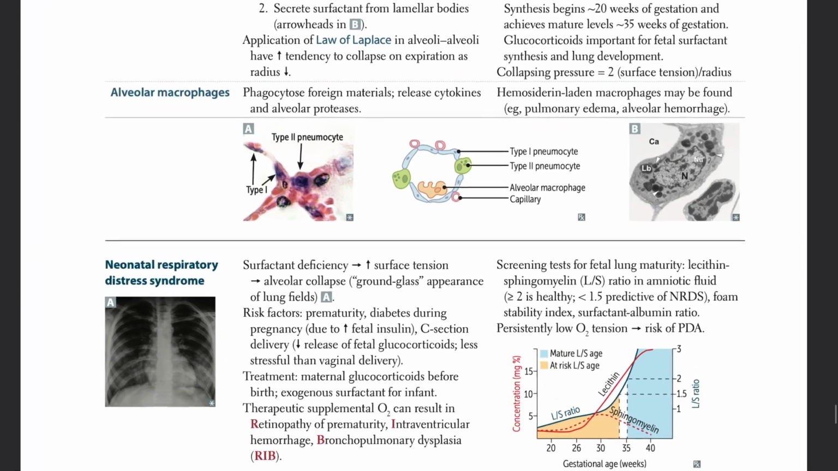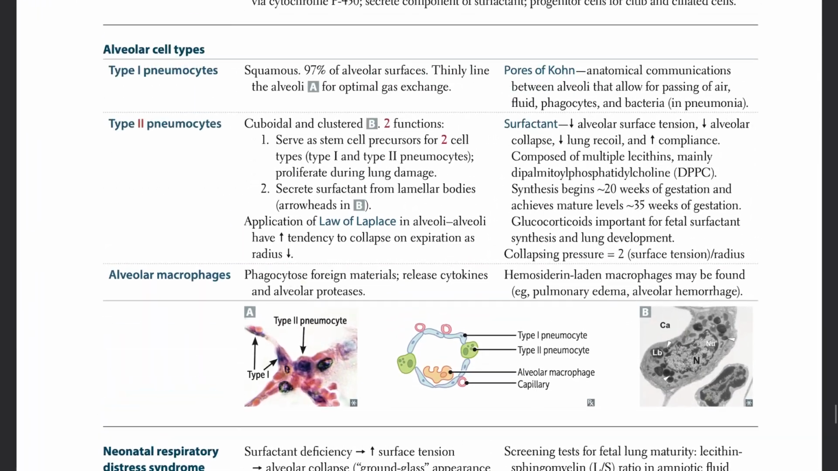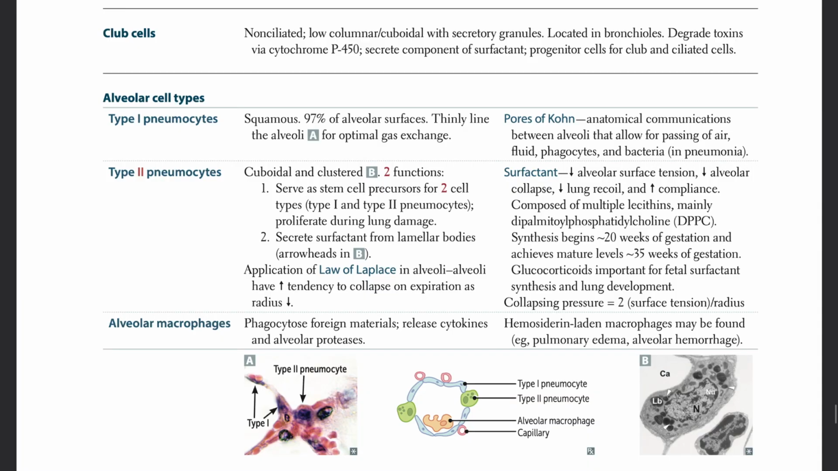Wait, let me zoom in. Okay, club cells. Club cells are non-ciliated, low columnar, cuboidal, with secretory granules located in the bronchioles. They would do three things. One, they degrade the toxins via cytochrome P450. Two, they secrete the components of the surfactant. Third, they are the progenitor cells for club and ciliated cells.